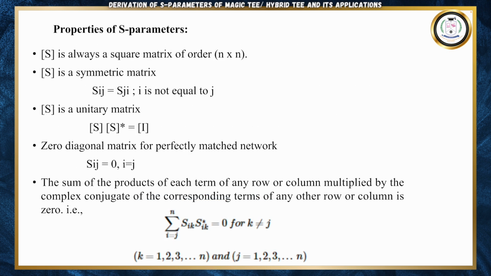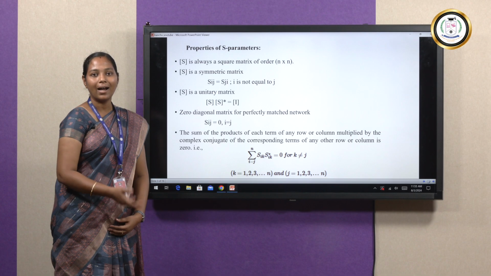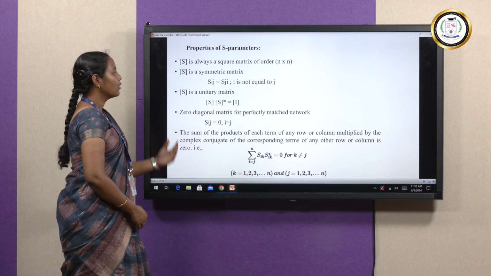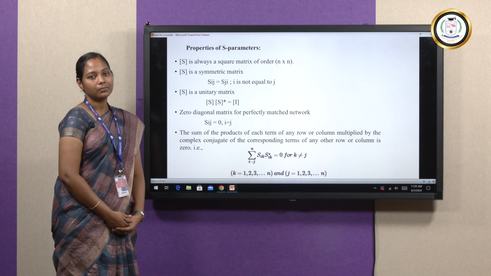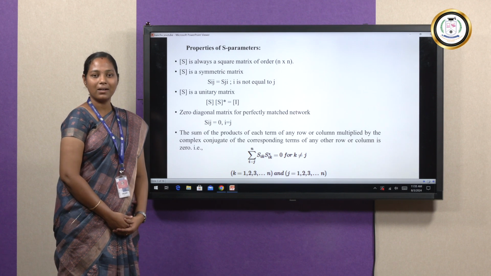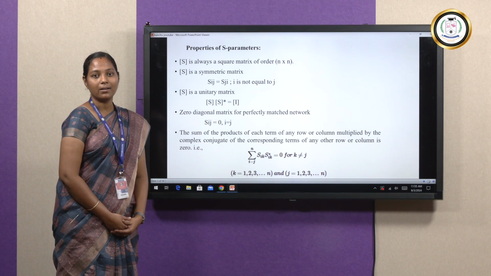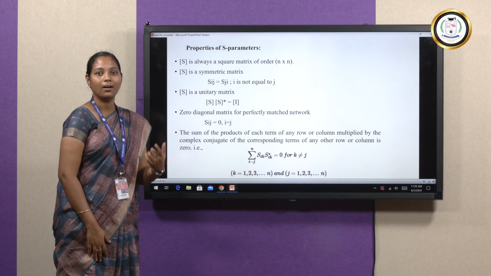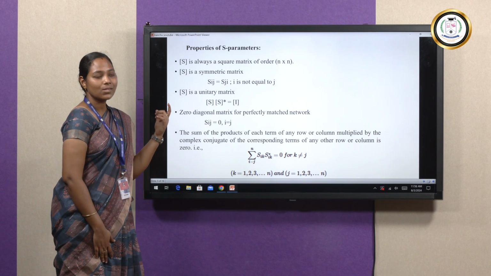Before going to the derivations, we have to know about the properties, because these are the things we are going to use in the derivations. The first property is the square matrix. A square matrix is an n cross n matrix, in the sense that we use a 2 cross 2 or 3 cross 3 matrix. That's why it is a square matrix.